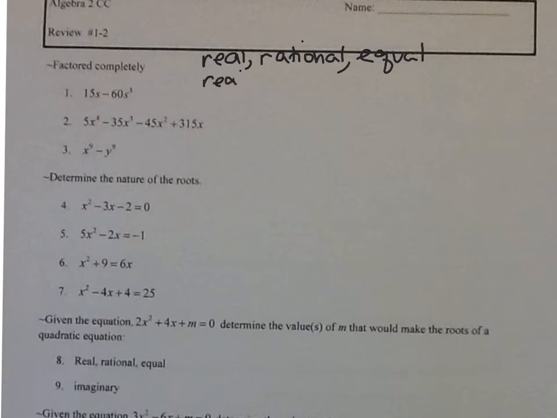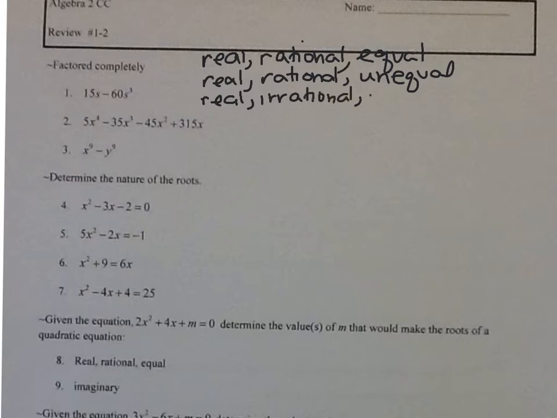real, rational, unequal, real, irrational, unequal, imaginary. Okay, those are your 4 choices.